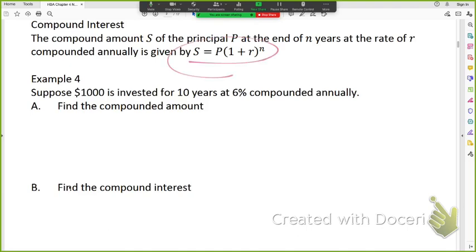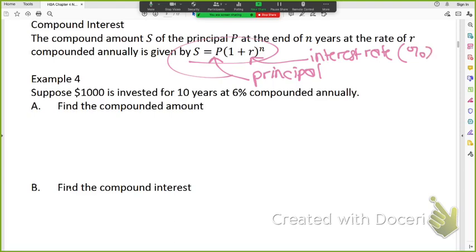We are given this compound interest formula: S equals P times (1 plus R) to the n power. The main thing you need to know is that P is called the principal, not principal like of the high school, but principal as in the amount that you are investing. R is your rate, or your interest rate, and that is always going to be written as a percent. Would you set that up as 1,000 and then parentheses 1 plus 0? That's what we're about to do, yes.